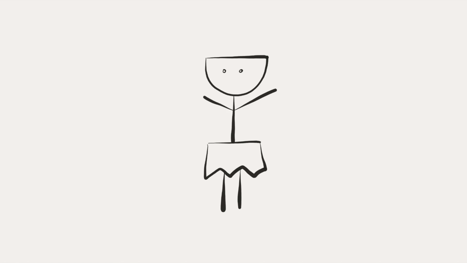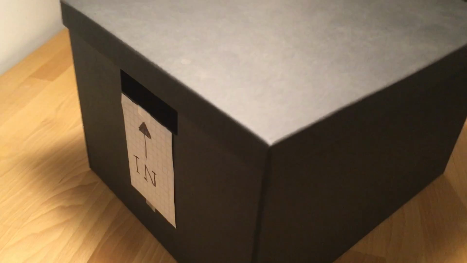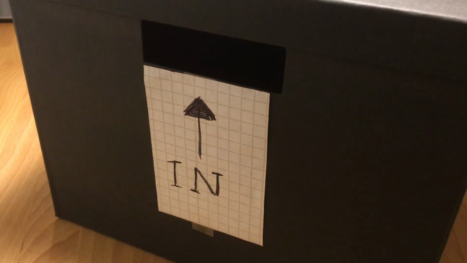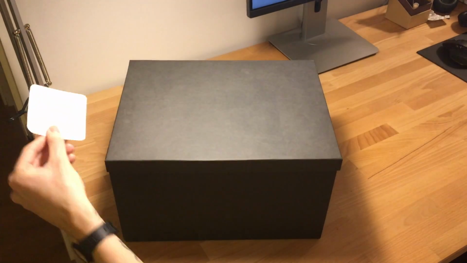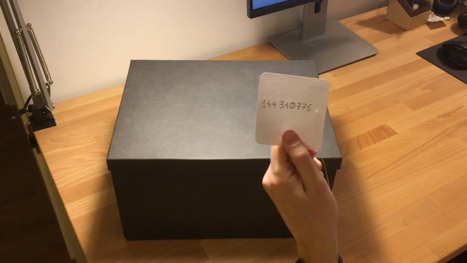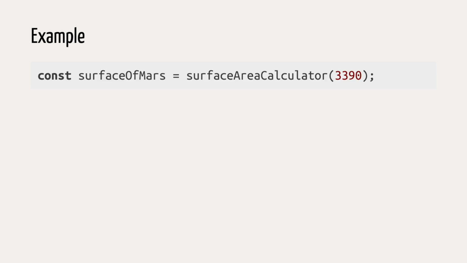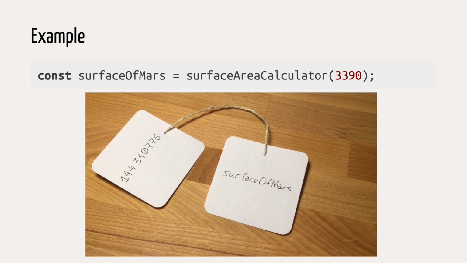Well, good news, we can actually create machines like this. They are called functions, and you can think of them as black boxes. Put something inside the box, and the box spits out something else. In this case, surface area calculator box would take in one number, the radius, and spit out another number, the surface area. So in this example, we are calling the surface area calculator box, giving it 3390 and getting back the answer. This answer is then stored in the surface of Mars constant.